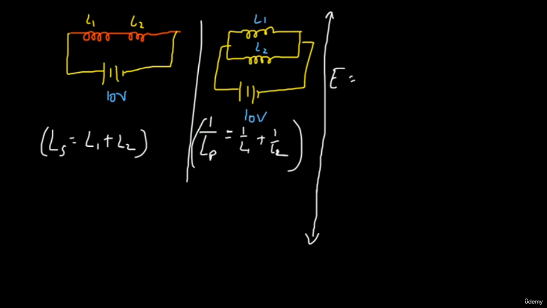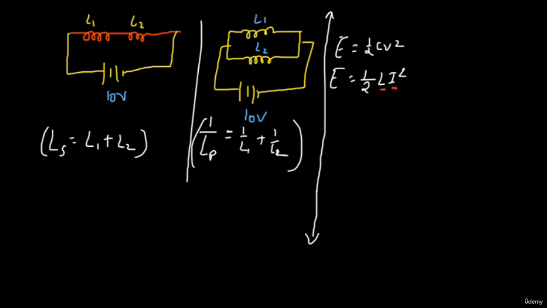One more important thing: is there any energy? Yes, there is surely energy, and this time the energy is half Li square, similar to E equals half CV square. Yes, in place of V, we have I, which is current, and L, which is the inductor.